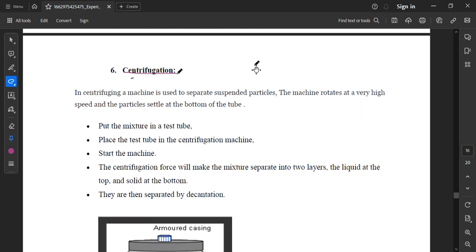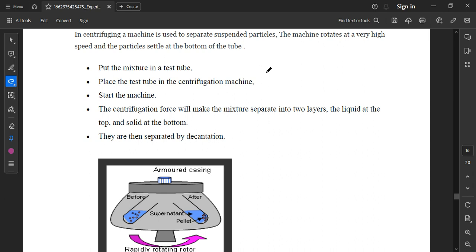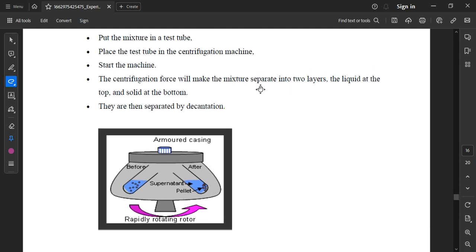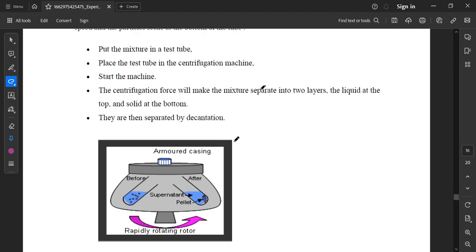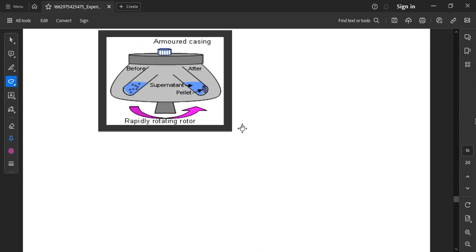Centrifugation. In centrifuging, a machine is used to separate suspended particles. This machine rotates at a very high speed, and the particles settle at the bottom of the tube. How to do this: put the mixture in a test tube, put the test tube in the machine, and start the machine. The centrifugal force will make the mixture separate into two layers, with the liquid at the top and the solid at the bottom. They are then separated by decantation. Centrifugation is often used in blood tests to separate the components of your blood.